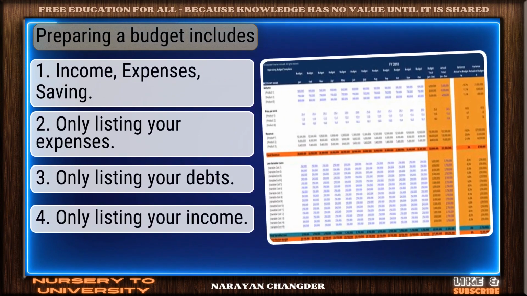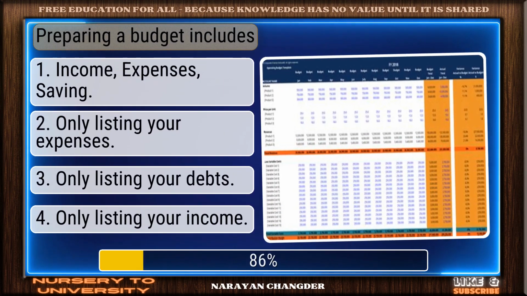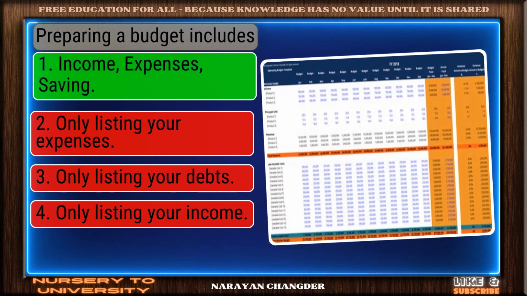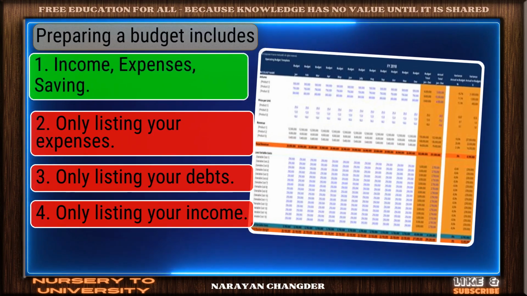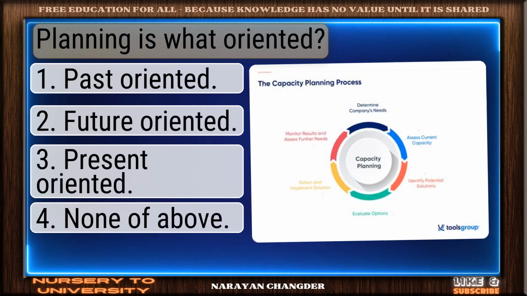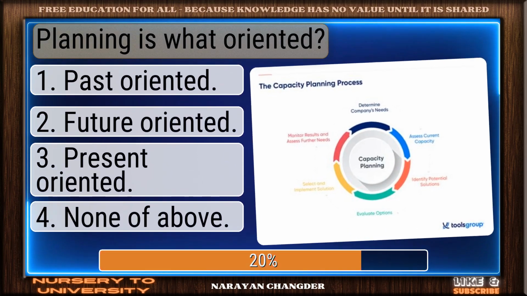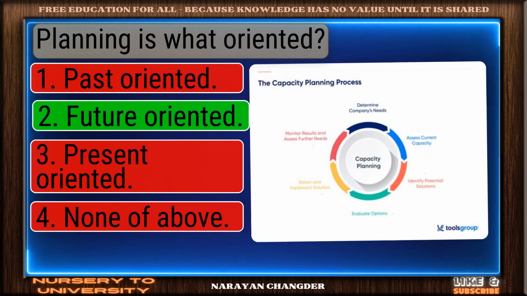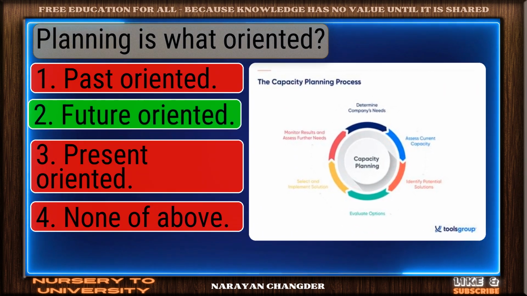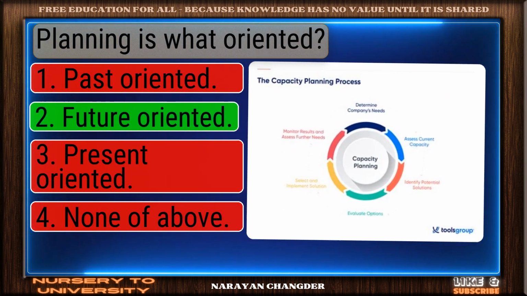Preparing a budget includes. Solid response. Income, expenses, savings is a valid choice. Planning is what oriented. Smart move. Future-oriented is an accurate answer.